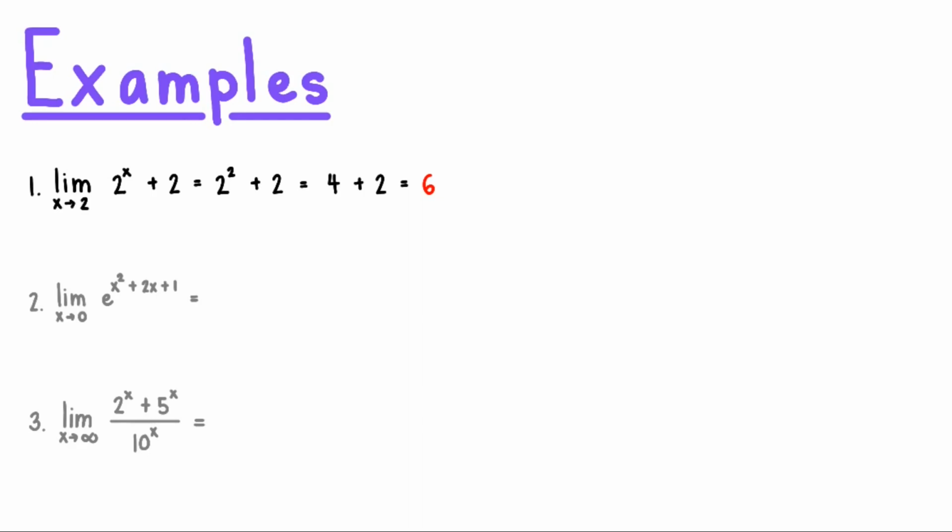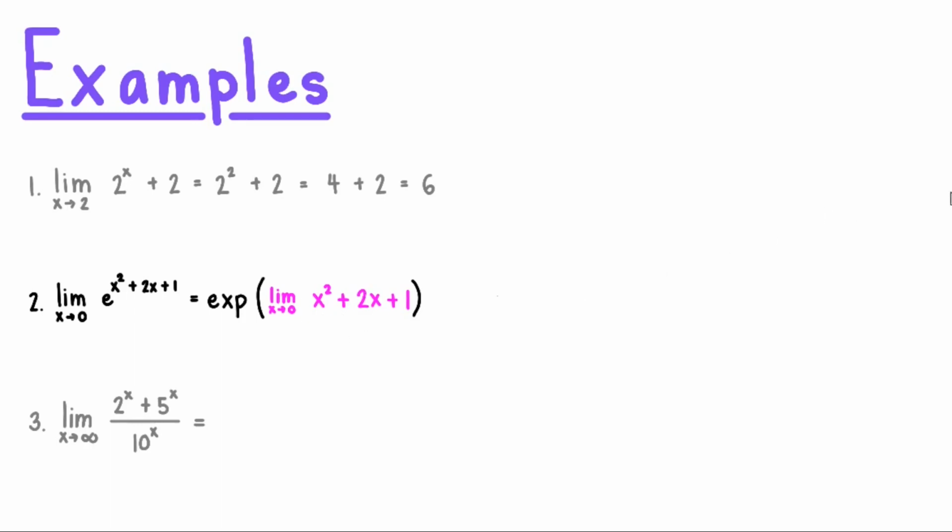So good. Let's move on to the second example. We have here the limit of e raised to x squared plus 2x plus 1 as x goes to 0. So how do we solve this? We take note that the exponential function is continuous everywhere. This means that by the second property mentioned, the composite limits theorem, we can move this exponential function out of the limit. That is, we'll have the exponential of the limit as x goes to 0 of x squared plus 2x plus 1. And we can instead solve for the limit inside first.